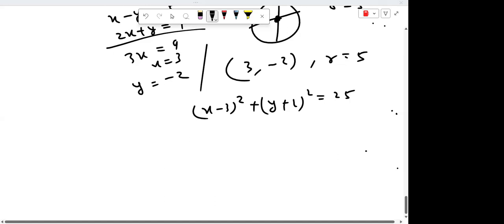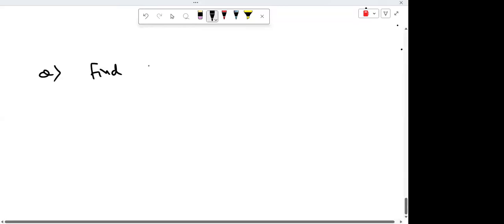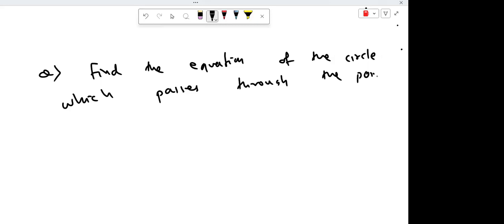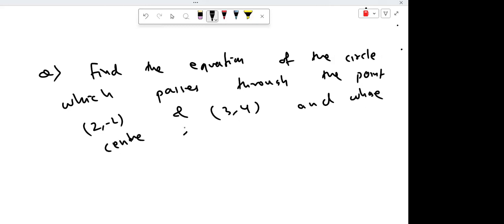Okay, solve one question. Find the equation of the circle which passes through the points (2, -2) and (3, 4), and whose center lies on the line x plus y equals 2. Okay? Yes, sir.